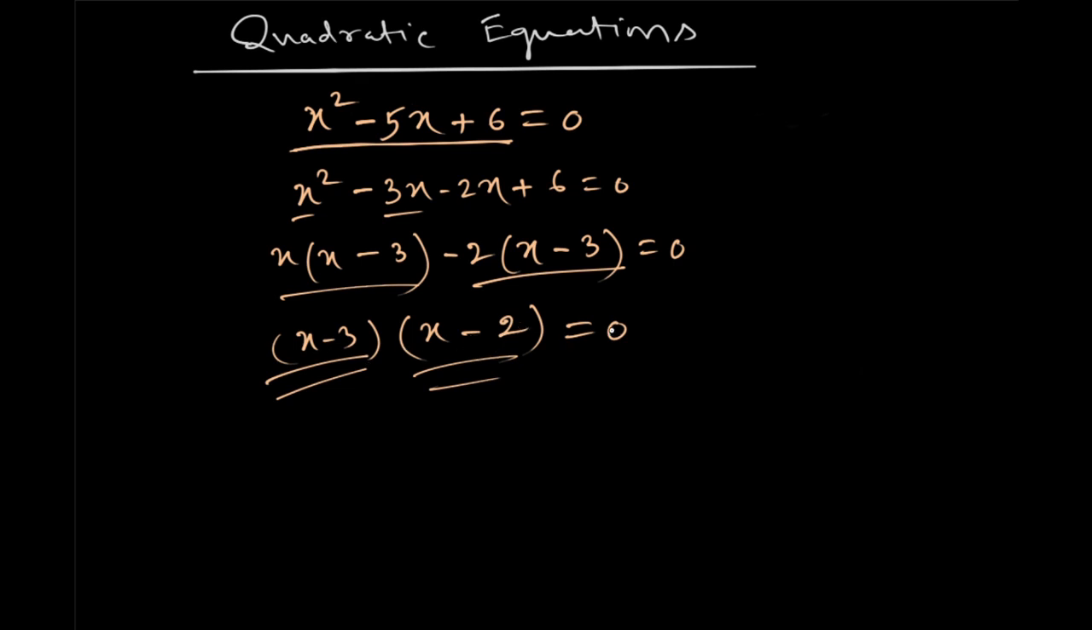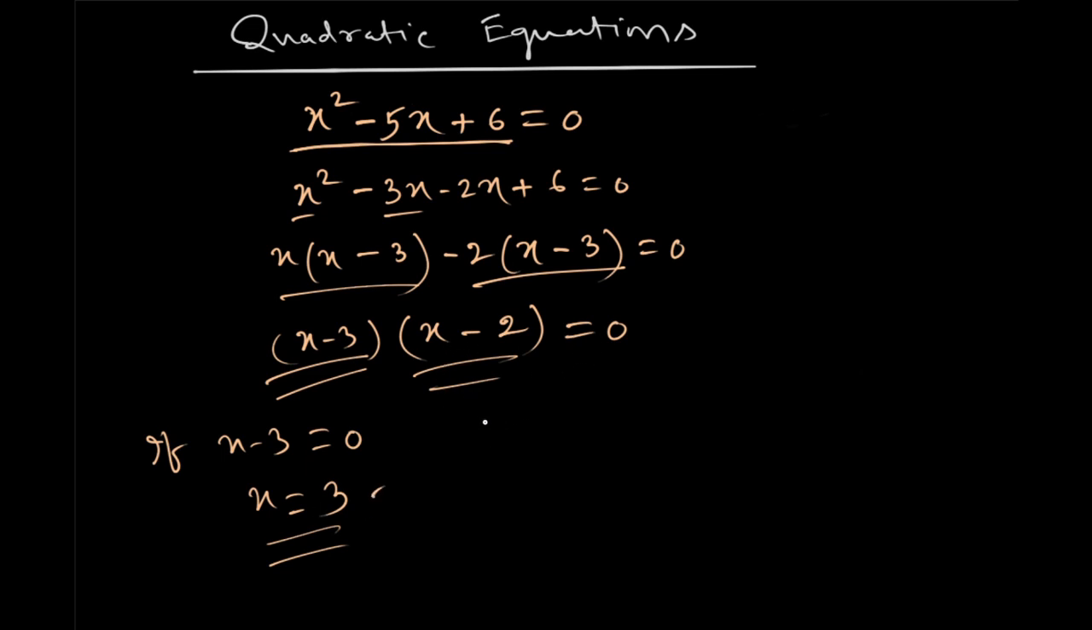When the product of these two terms is 0, either this one will be 0 or this one will be 0. So if x minus 3 is equal to 0, we get x is equal to 3. This is one solution. If you put the value of x as 3, you can see that 3 minus 3 will be 0, multiplied with this, 3 minus 2, which is 1. So 0 into 1 is 0. So this is one solution.